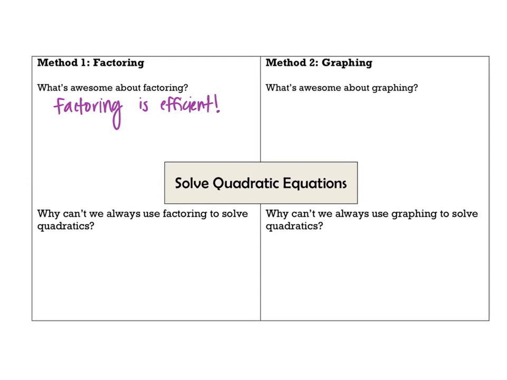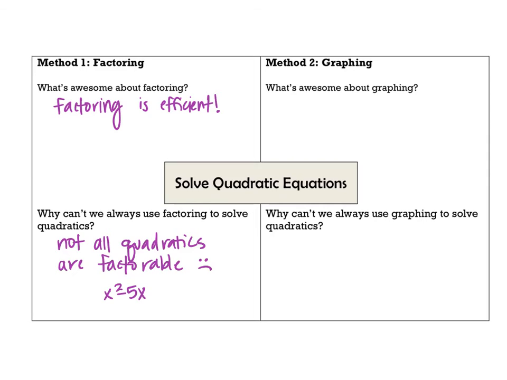But the problem with factoring is, why can't we always use factoring to solve quadratics? That's because not all quadratics are factorable. And sadly, if everything was factorable, we'd only have one method. We wouldn't have four that we're going to eventually learn. For example, remember one of the graphing ones was x squared minus 5x minus 7 equals 0. It doesn't factor. It has solutions, but we can only find them by using a different method.